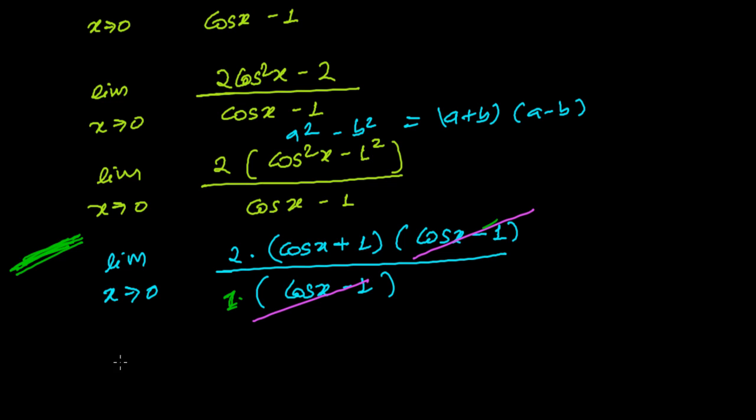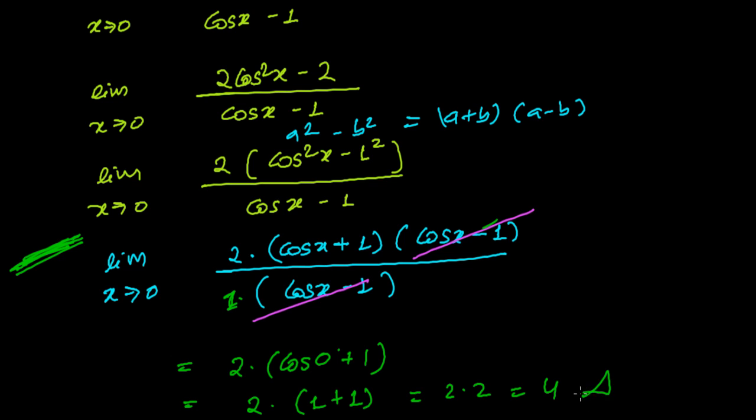All right, so now we're going to directly plug the value of x tends to 0 there. So it will be 2 times cosine of 0 plus 1, and that's 2 times, now cosine 0 is 1, so 1 plus 1, and then it will be 2 times 2, that is 4. So this is our answer.